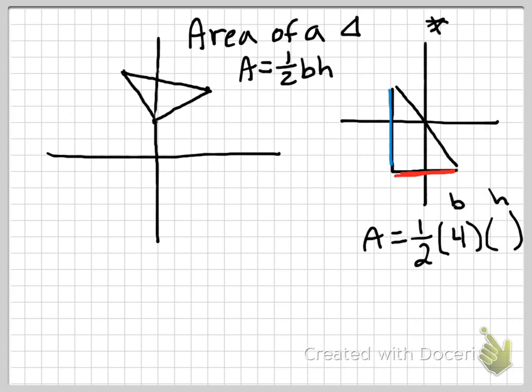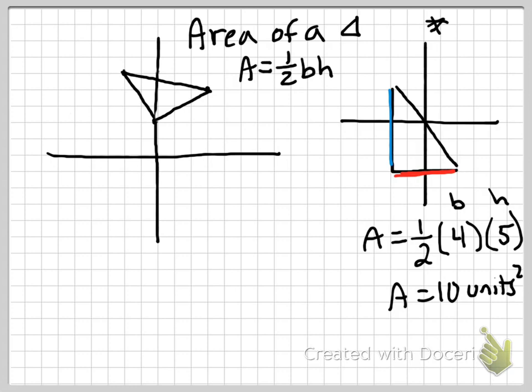My height is the other side of my right triangle, so that one right there. And again, all I have to do is count the spaces. So 1, 2, 3, 4, 5. So in this case, my area is 1/2 times 4 times 5, which gives me 10 units squared. Alright, so that's a right triangle if it lines up nicely.